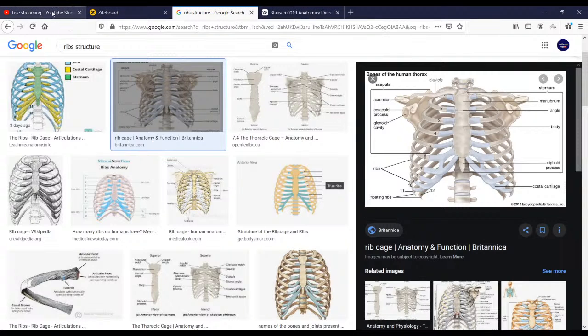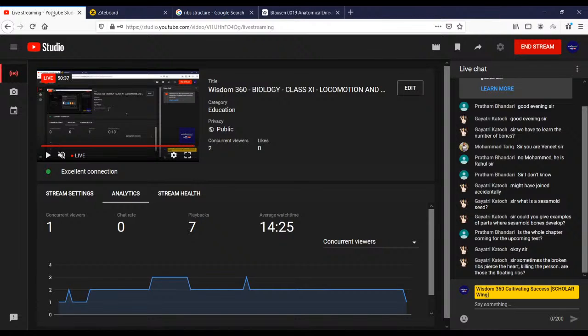Okay, so I think, sir, sometimes a person speaks of heart injury, that those are floating ribs only. Gayatri, those are floating ribs only. The ribs can break and it may penetrate because they are protecting the heart. So there may be so much pressure that it can go backwards and pierce the heart. That is true. You are completely correct about that.